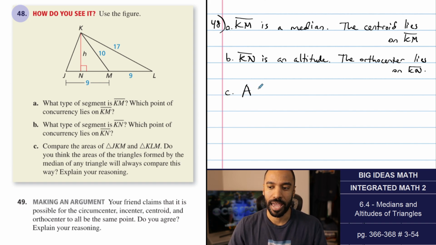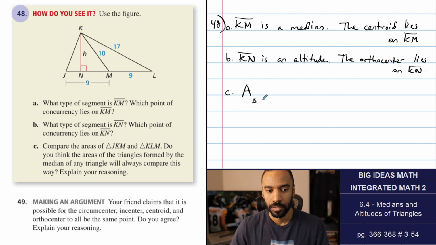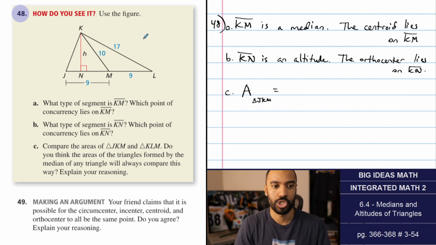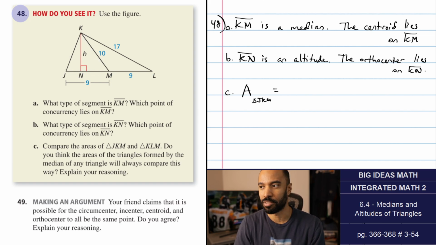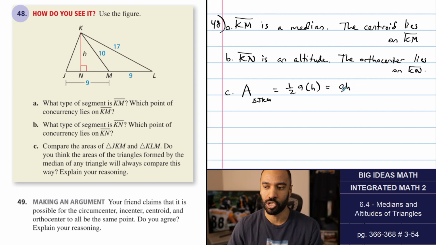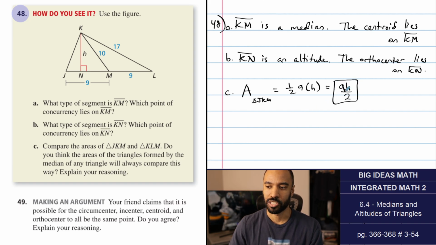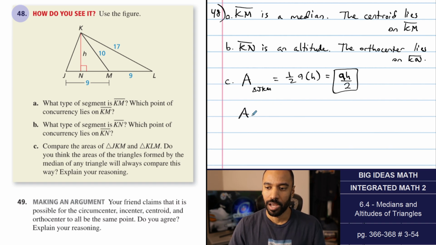So, for example, the area of triangle JKM does have a height of H. So there's JKM right here. Height is H if we're talking about a base length of 9. So it's 1/2 of 9 times H, which is 9 times H over 2. I mean, that's just what it is. That is a 9. That's not an A.